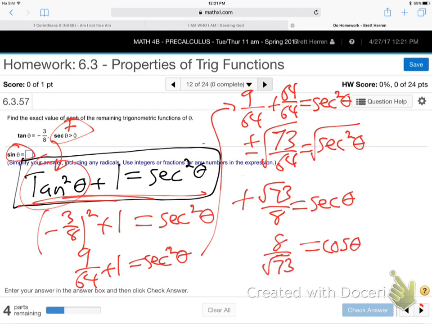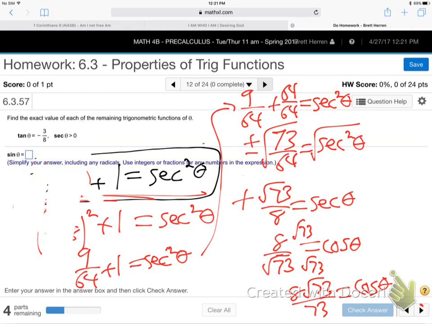So there's cosine. And I know we're not supposed to leave a root on the bottom. Technically you would want to multiply by root 73 over root 73. You'd get 8 root 73 over plain 73. And that's what cosine is. That's true. So there's cosine. I've got cosine, secant, had tangent from the beginning. But how do I get sine? I want sine. What could I do with this cosine now to give me sine?